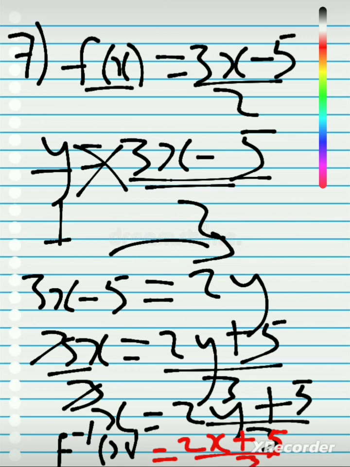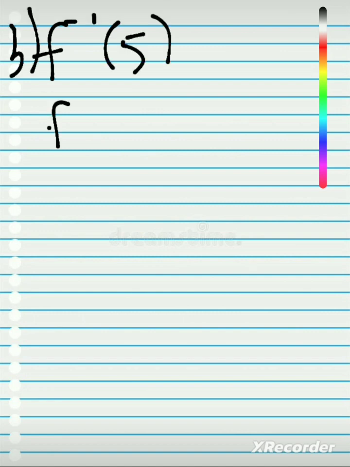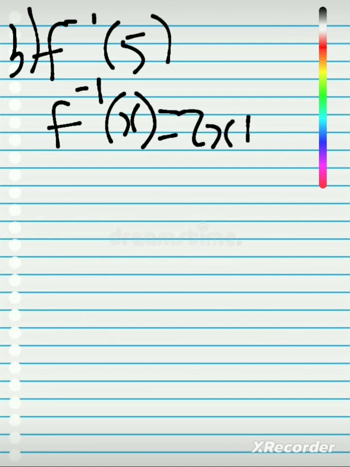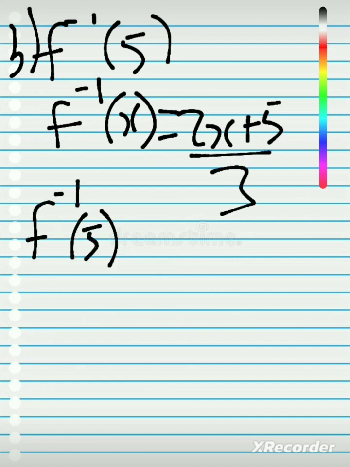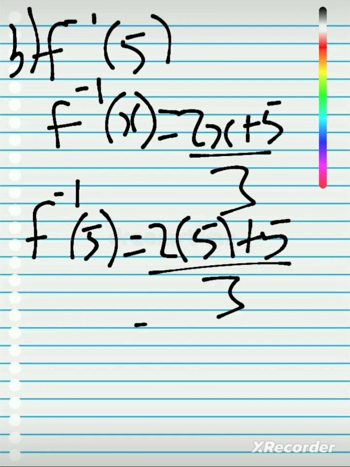We go to B, function inverse of 5. Of course, we need the function inverse of x, which we have calculated to be (2x plus 5) over 3. So function inverse of 5, it's 2, where there's x, we put 5, plus 5, over 3. So on top, 2 times 5, 10, plus 5 is 15 over 3. 15 divided by 3, it's 5.